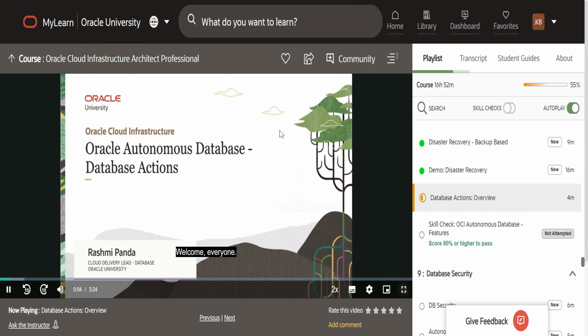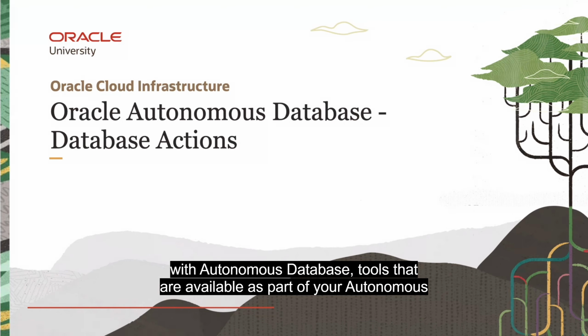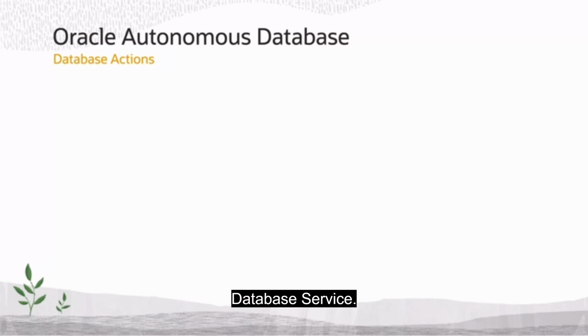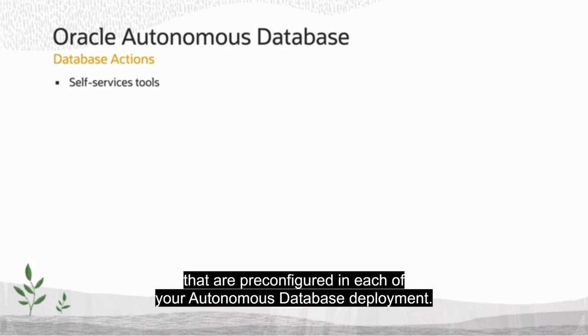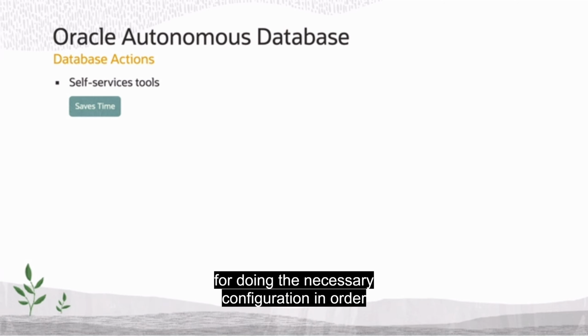Welcome everyone. In this video, we'll learn about some integrated tools with the autonomous database, those that are available as part of your autonomous database service. Grouped under the name database actions, these are a group of self-service tools that are pre-configured in each of your autonomous database deployments. They save a big chunk of your time that you would have otherwise spent doing the necessary configuration in order to connect with autonomous database.